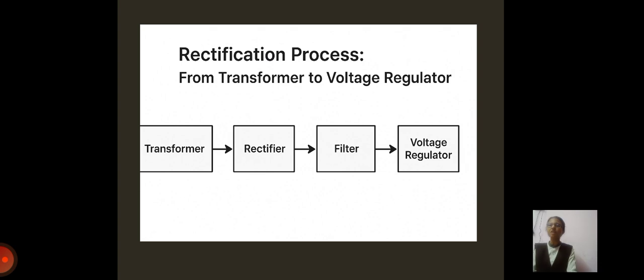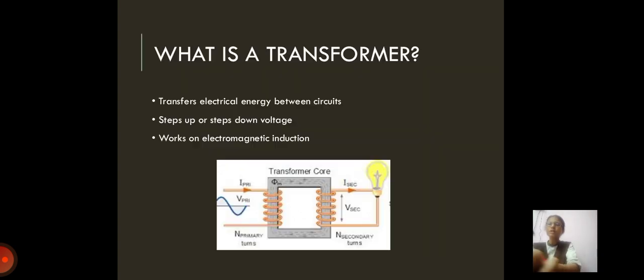Now let us know about the transformer, the first stage of rectification. A transformer transfers electrical energy between circuits using electromagnetic induction. It can step up or step down voltage depending on the winding ratio. This is the first stage in our conversion process. So it works on electromagnetic induction. This is a block diagram of a transformer. Here we supply the sinusoidal waveform. It adjusts the voltage and gives the output to the rectifier.